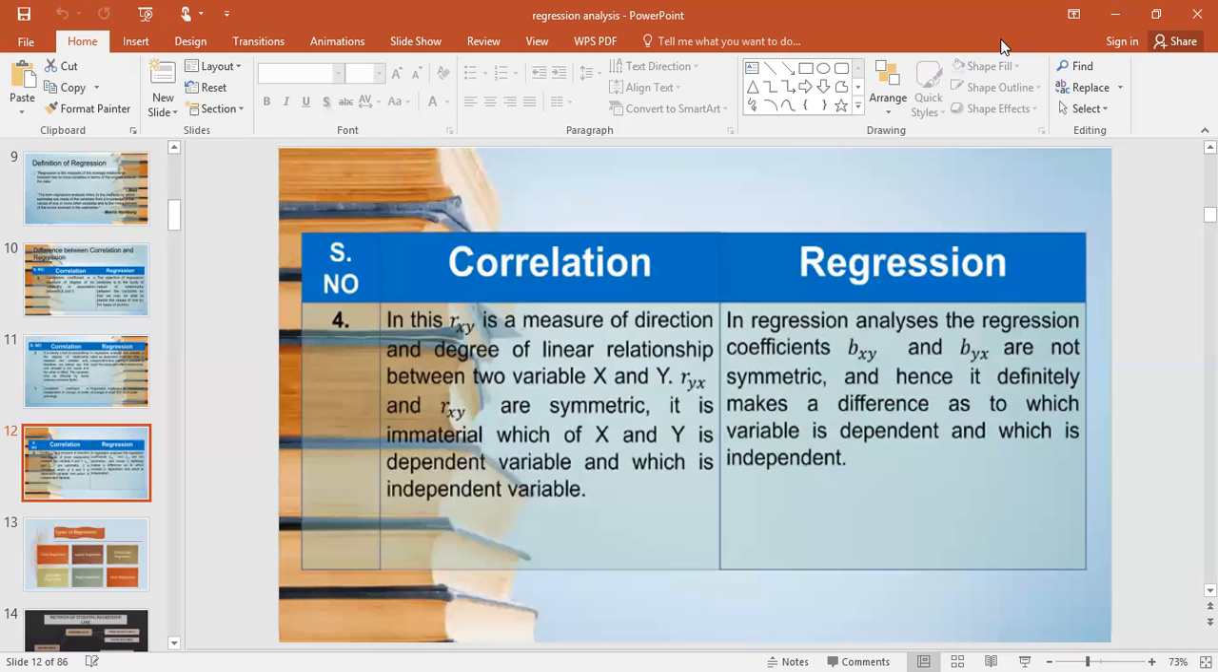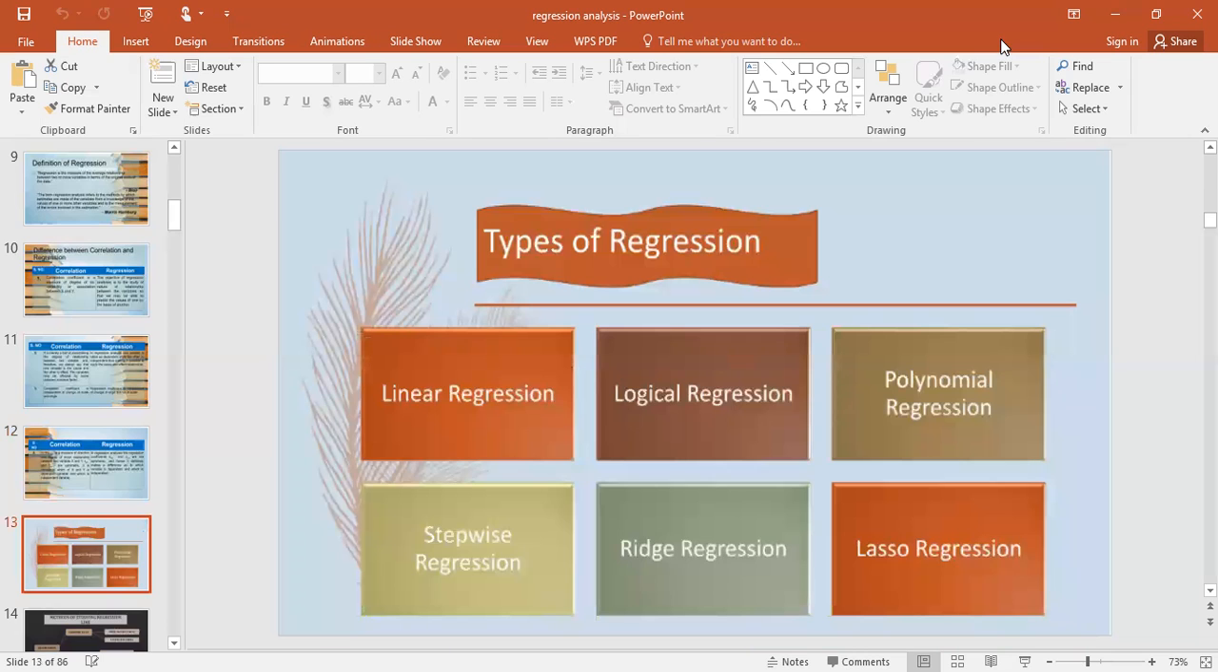In regression analysis, the regression coefficients bxy and byx are not symmetric and hence it definitely makes a difference as to which variable is dependent and which is independent. Types of regression. Linear regression, logistic regression, polynomial regression, stepwise regression, ridge regression, and lasso regression.